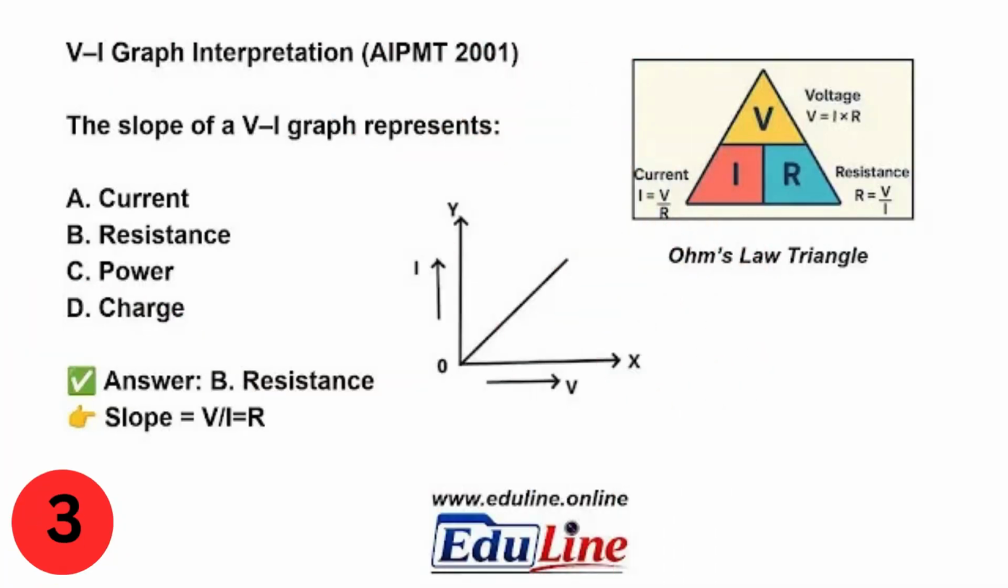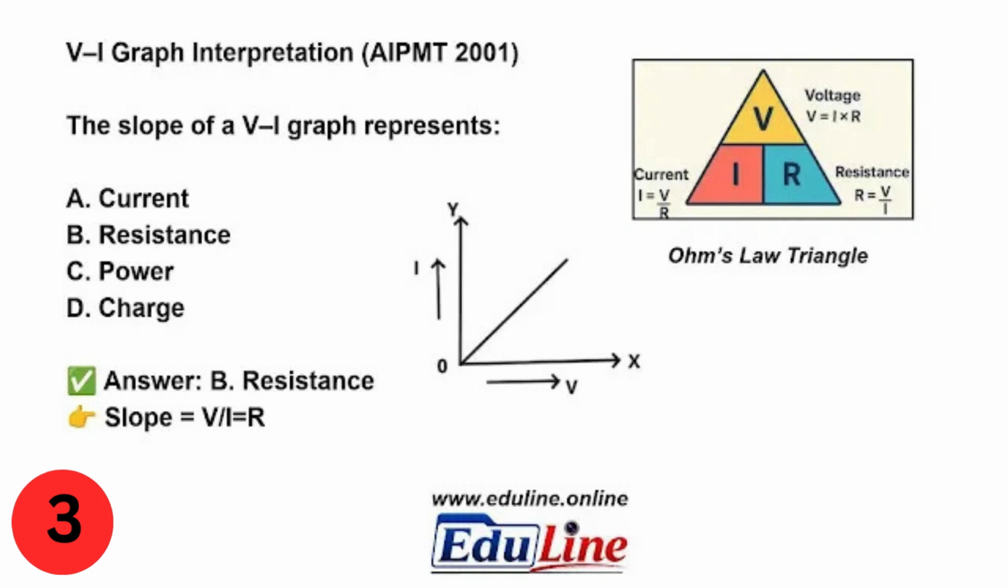Question 3. In a voltage and current graph, what does the slope represent? Options. Option A, current. Option B, resistance. Option C, power. Option D, charge.